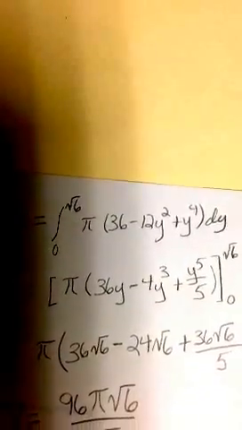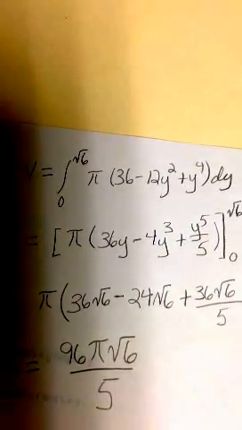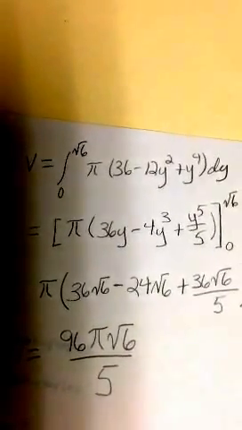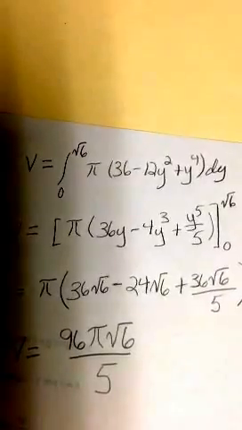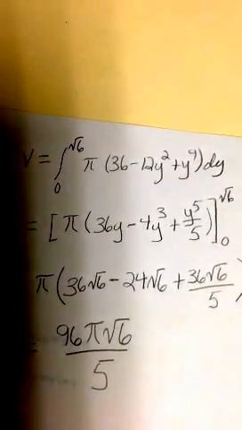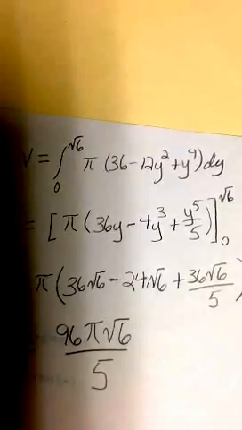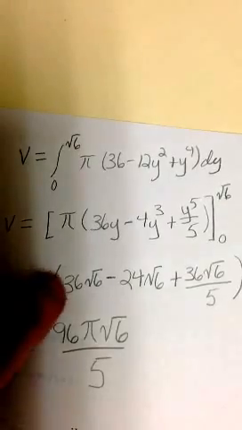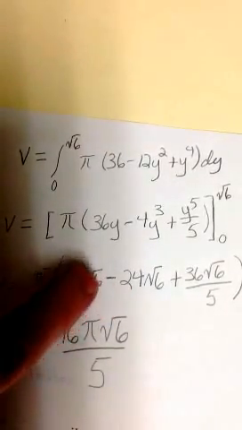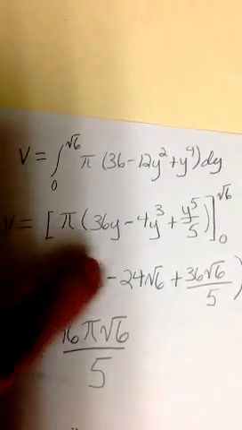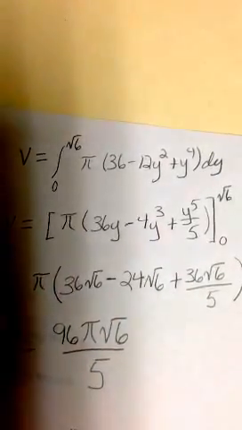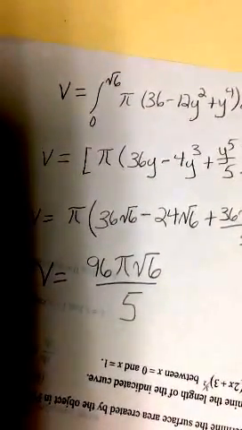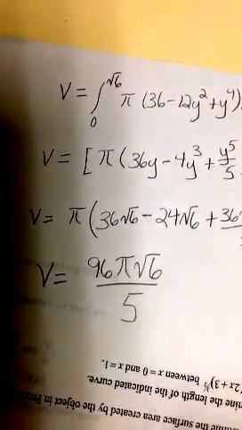And so in distributing the numbers, at the lower limit the value of the expression is going to be negligible, whereas for the square root of 6, the volume is going to be pi times 36 times the square root of 6 minus 24 times the square root of 6 plus 36 times the square root of 6 over 5. And if you take 12 times the square root of 6 in the difference, or 60/5 times the square root of 6, and add to that 36 times the square root of 6 over 5 and multiply by pi, we end up with the volume in the exact amount of 96/5 pi times the square root of 6.